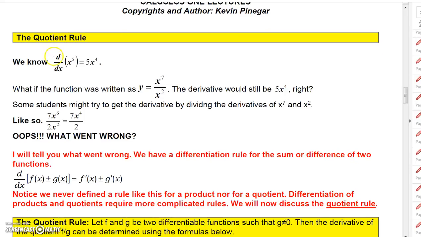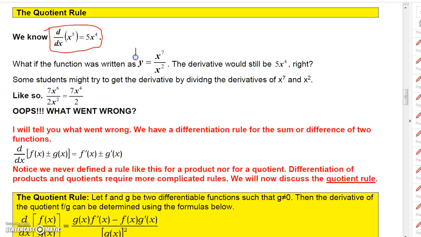Okay, now I'm going to introduce the quotient rule similar to the way I introduced the product rule. Again, we know the derivative of x to the fifth is just 5x to the fourth. So what if I wrote it as x to the seventh over x squared? Again, the derivative would still be 5x to the fourth.